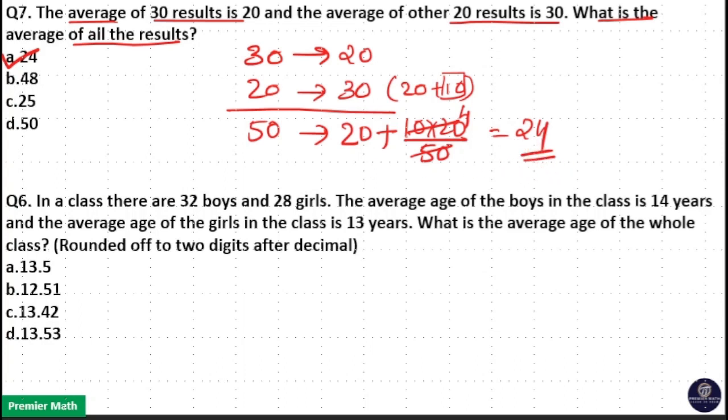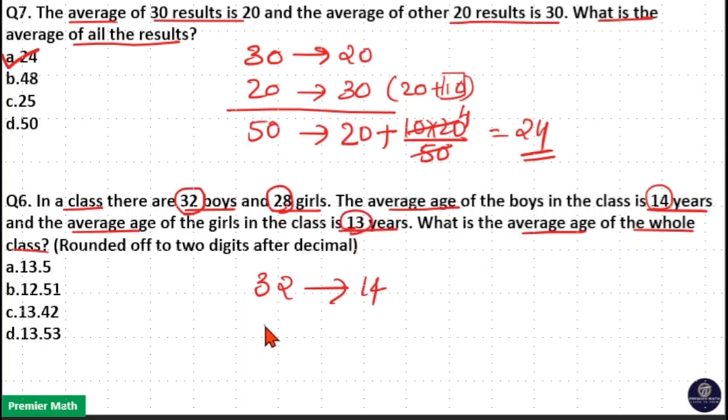Now, next question is, in a class, there are 32 boys and 28 girls. The average age of boys in the class is 14 years, and the average age of the girls in the class is 13 years. What is the average age of the whole class? Here, the average age of 32 boys is 14 years. Now, the average age of 28 girls is 13 years.